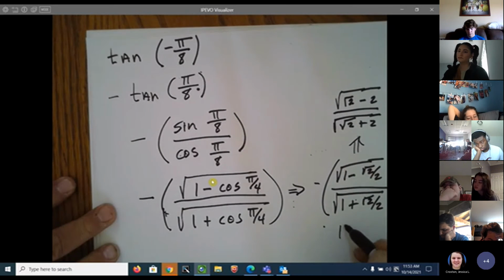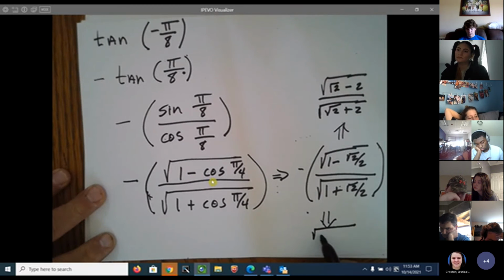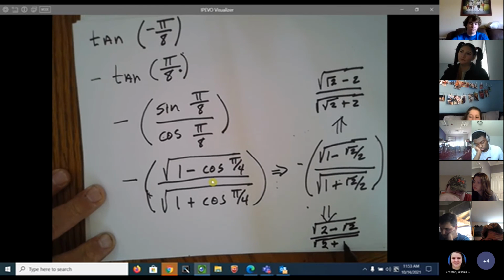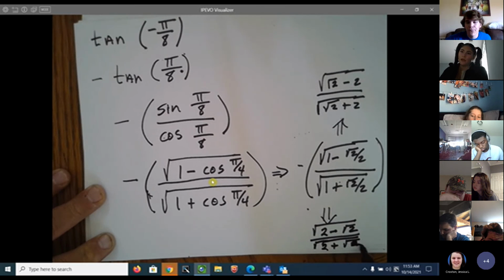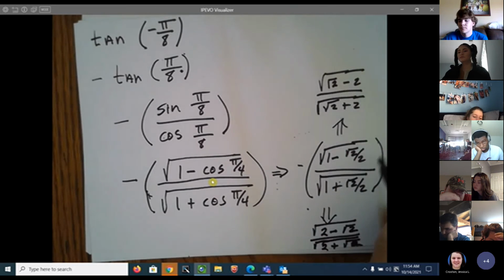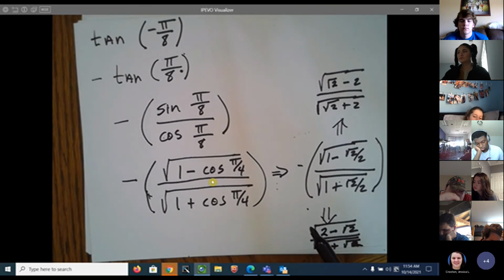The other way to go is to multiply by 2, and you get the square root of 2 minus the square root of 2 over the square root of 2 plus the square root of 2. Basically, you get the same thing. I'm going to go this route because that way I got rid of the radical.